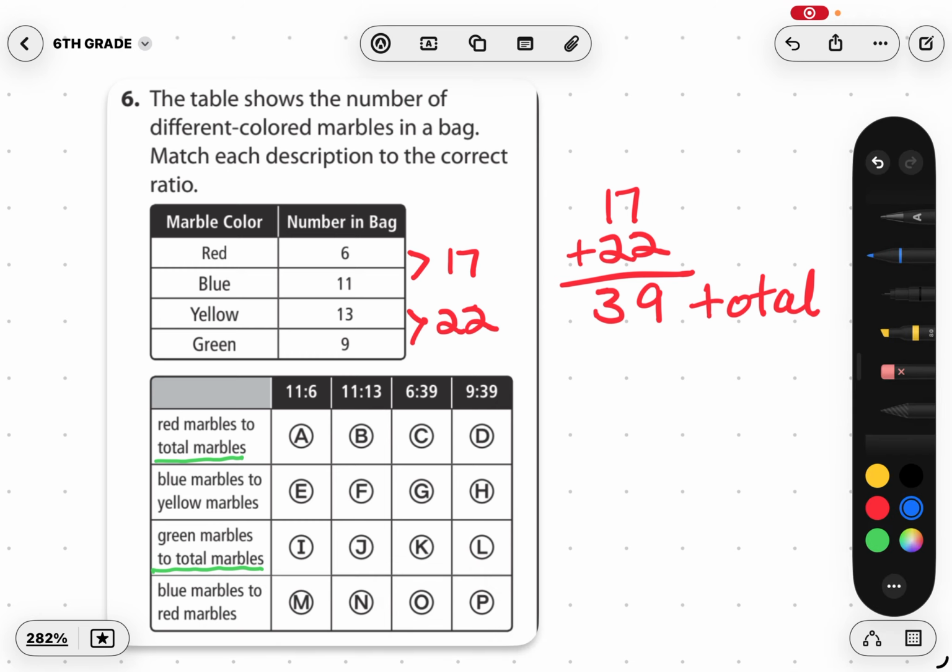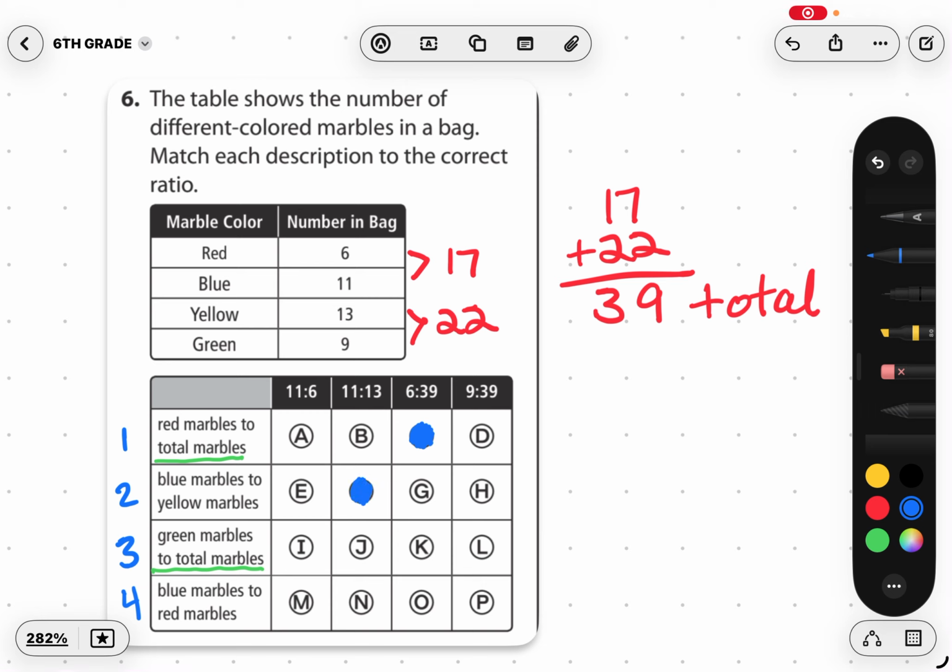The first one, I'm just going to put 1, 2, 3, and 4 next to that, okay? Let's finish this out. Red marbles to total marbles. There are 6 red marbles and there's 39 total. So 6 to 39. Blue marbles to yellow. There are 11 blue and 13 yellow. So we want 11 to 13. 11 to 13 would be F.